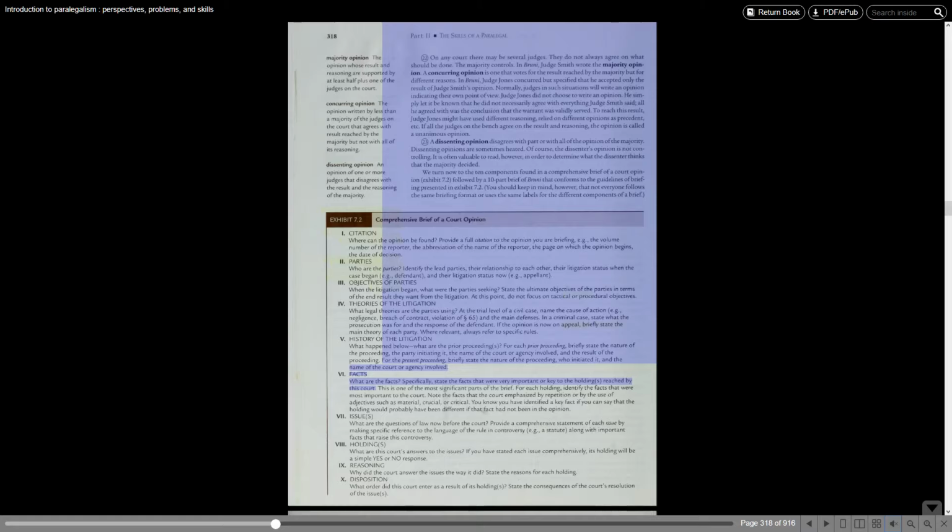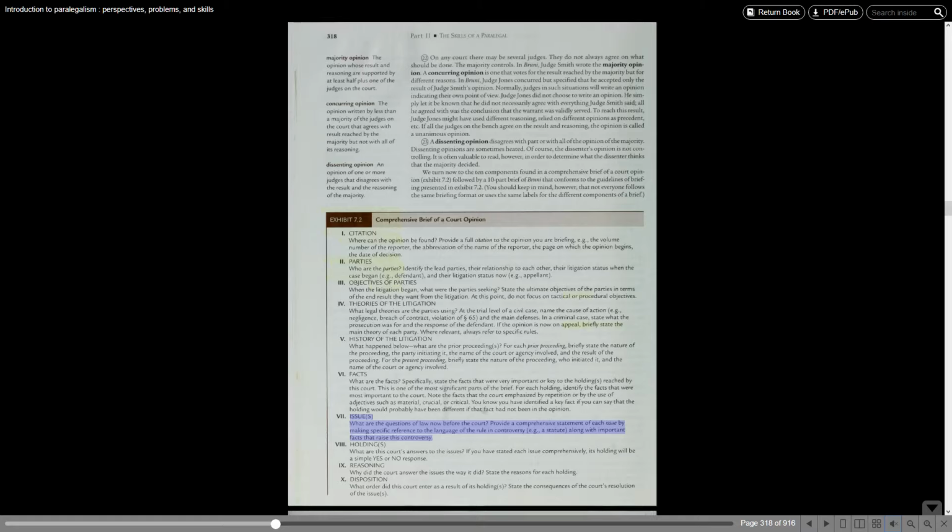Specifically state the facts that were very important or key to the holding reached by this court. This is one of the most significant parts of the brief. For each holding, identify the facts that were most important to the court. Note the facts that the court emphasized by repetition, or by the use of adjectives such as material, crucial or critical. You know you have identified a key fact if you can say that the holding would probably have been different if that fact had not been in the opinion.